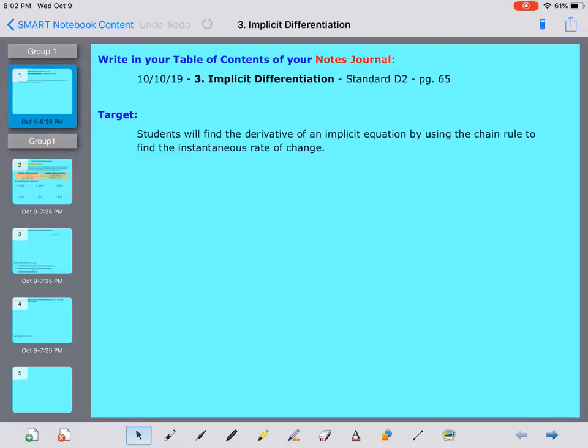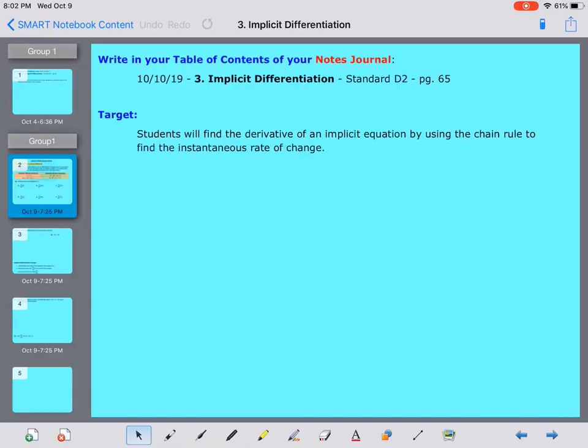Okay, so we just learned about the chain rule. So we're going to talk about what we call implicit differentiation. Our target for today is students will find the derivative of an implicit equation by using the chain rule to find the instantaneous rate of change.